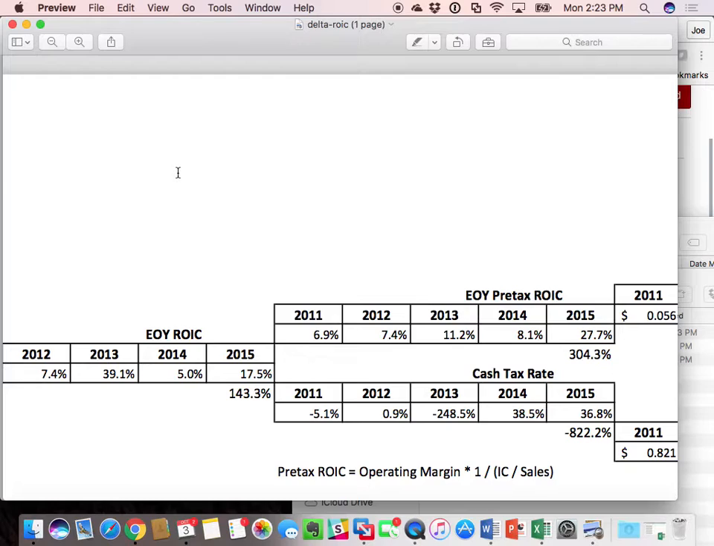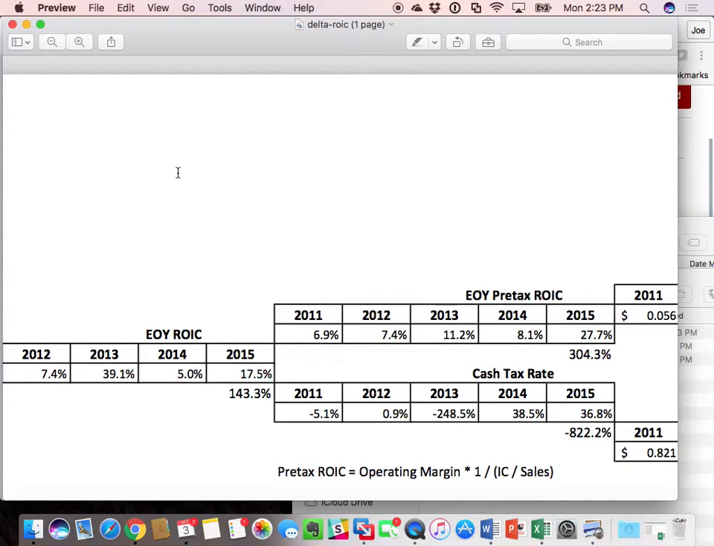Well, before you do, just talk about the tax rate. The cash tax rate is also a huge thing because it goes from 5.1% in 2011, so obviously they took some sort of write down then. In 2012 it's 0.9%, so they didn't have a write down. They're operating at somewhat of a profit because they need to pay taxes. And then in 2013, they had this huge negative cash tax rate of negative 248.5%. So at that point, you want to go over and figure out what that is.